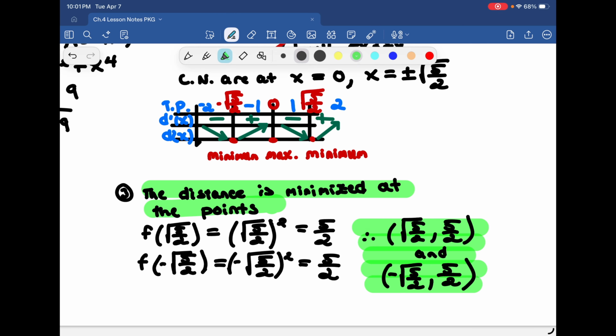Now, again, you could write even more detail on this. You could say the distance is minimized between the y-intercept and the curve at these points. Whatever you want to do to make this as specific as you can, but I would just recommend including as much detail as you can in your sentence.